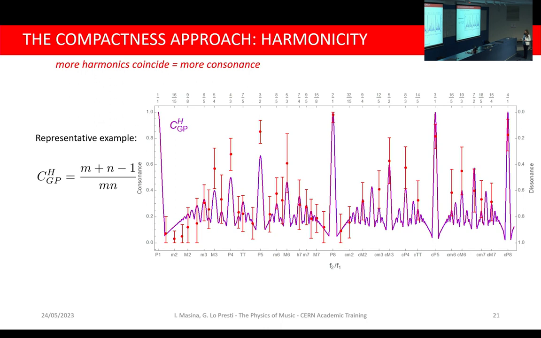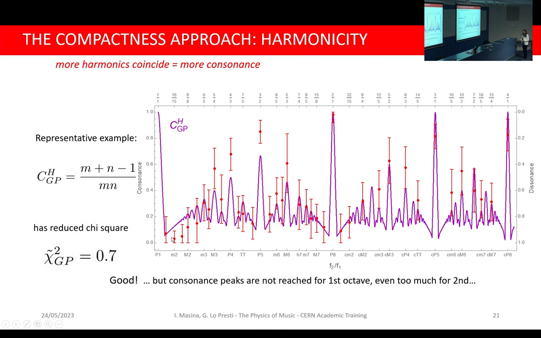And look, it is similar to the Galilei, but you see here it exaggerates, while here it's low. So similar, but not fully. Anyway, it has reduced the chi-square, at least with our data, even very, very nice. What to say? Good. Anyway, consonance peaks are not reached very well for the first octave and too much for the second. So again, there is something not fully satisfactory.